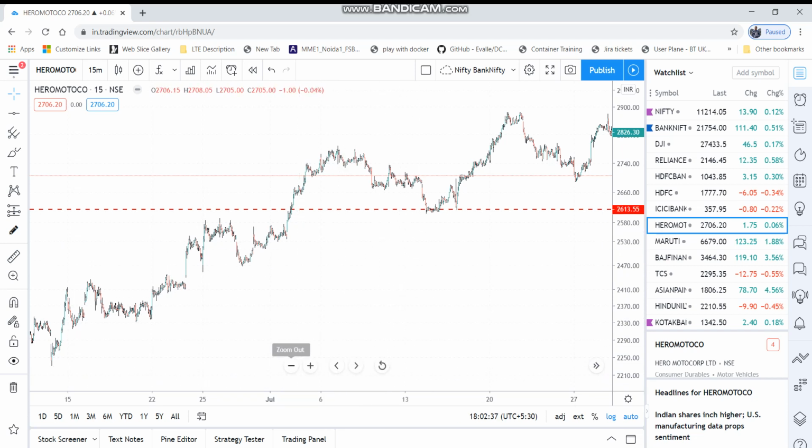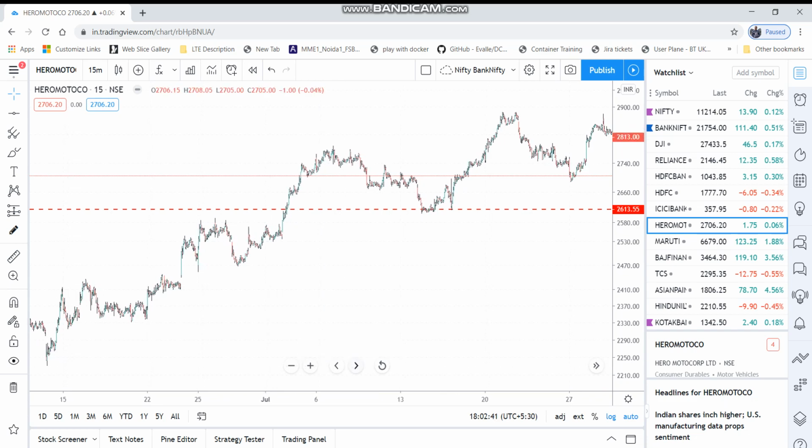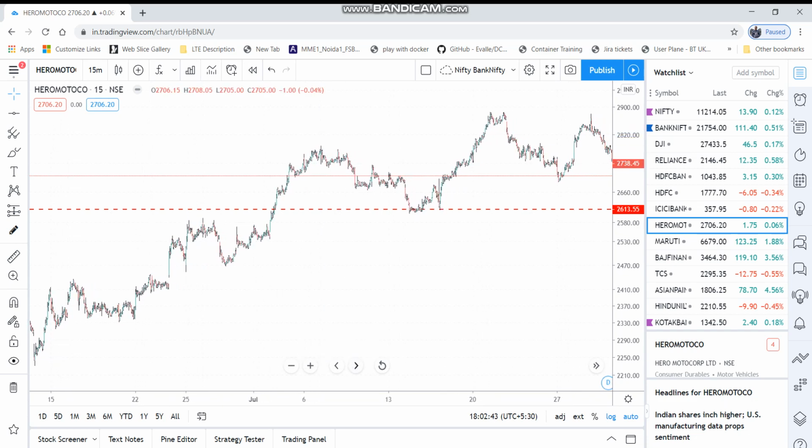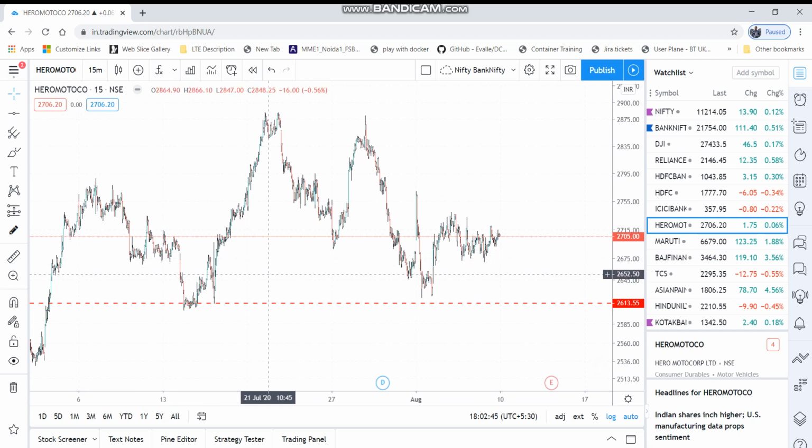So how to see that? Let's try to find out. Okay, so let's see. On this level, if you see that this is marked as red, don't you think that this is a big footprint entry here, or FIIs or DIIs entry here?